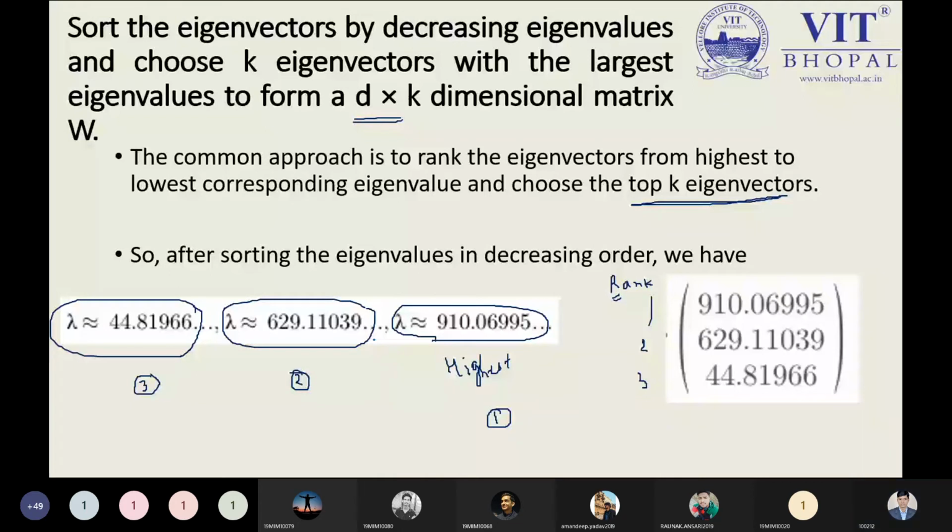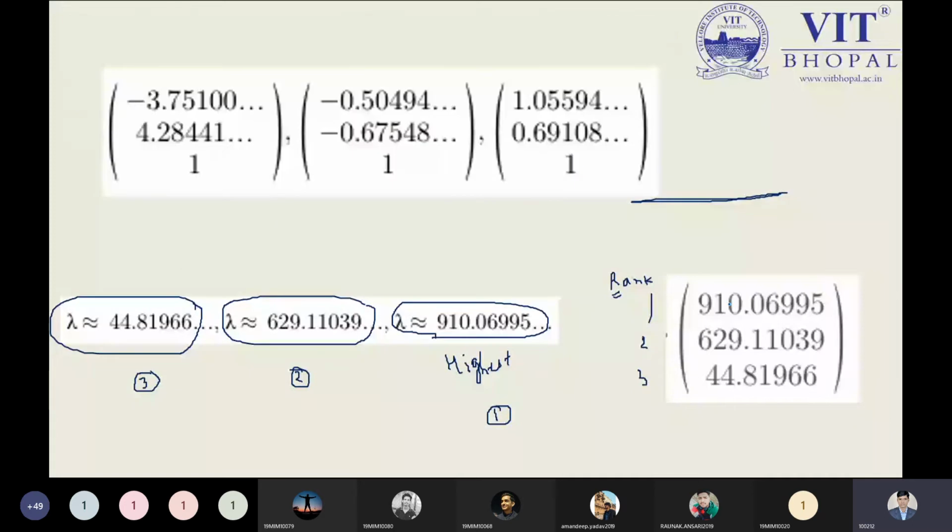Now listen. From this point, if you want to reduce the dimensionality, what you're trying to reduce, you're just picking only two. You're picking only the top two eigenvalues. Is it clear to all right now? You're picking only the top two.